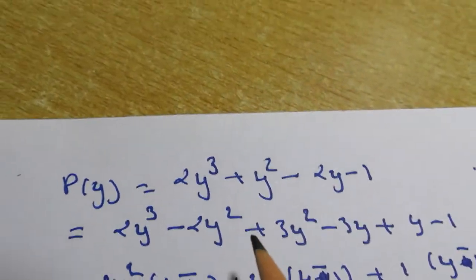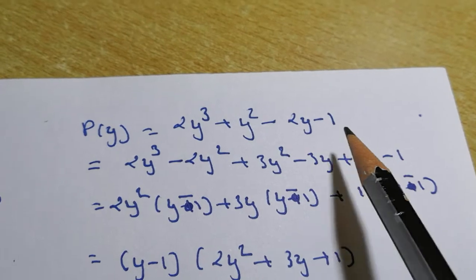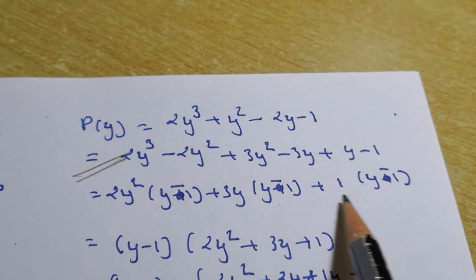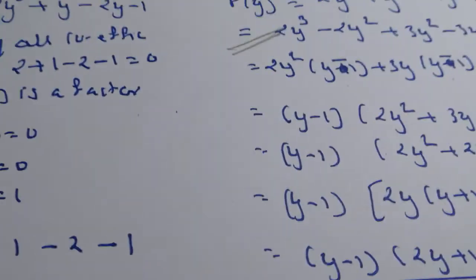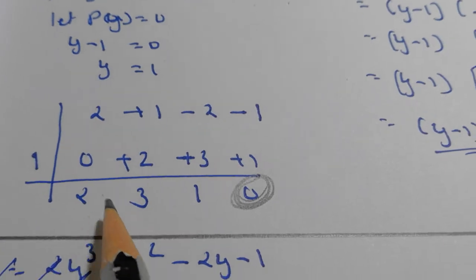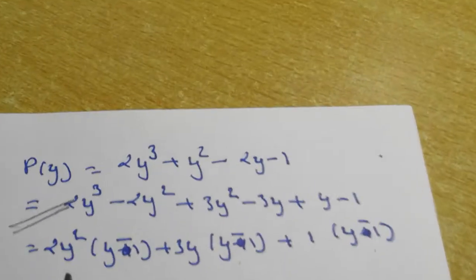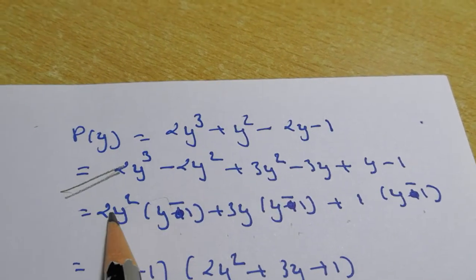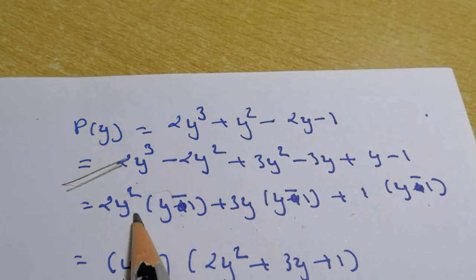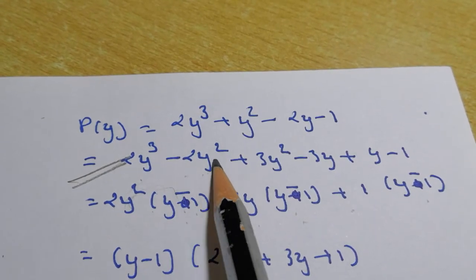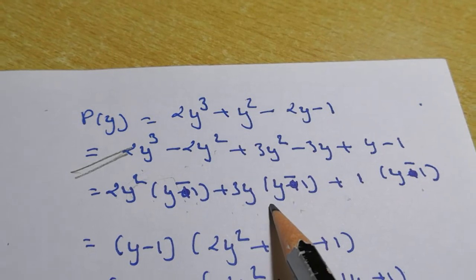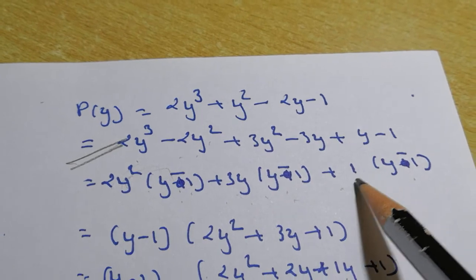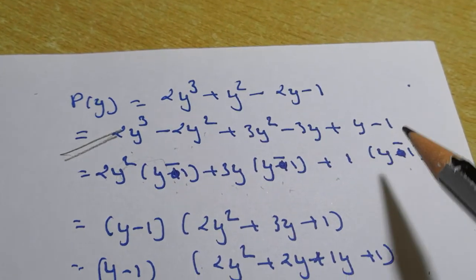Now I am writing my question, that is 2y cube plus y square minus 2y minus 1. I am not going to write the second step. I have represented y minus 1 three times. Here I have got 2y square plus 3y plus 1. So I am multiplying it by 2y square plus 3y plus 1. Multiplying, 2y square into y is 2y cube. 2y square into minus 1 is minus 2y square. 3y into y is equal to 3y square. 3y into minus 1 is minus 3y. 1 into y is y. 1 into minus 1 is minus 1.